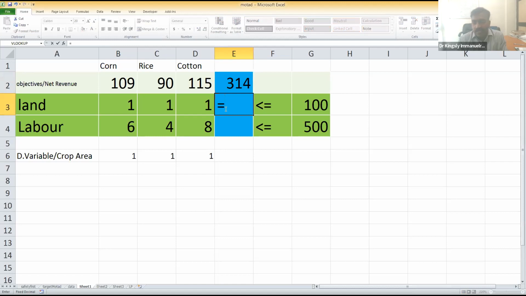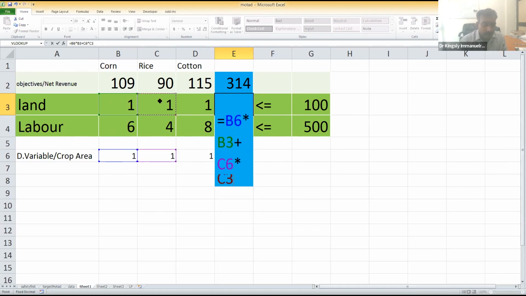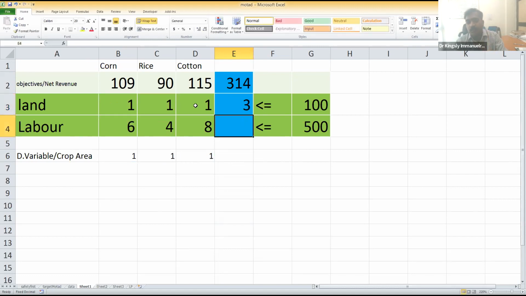We know it. What is the crop area? We know it. What is the land usage? So what could be 1 into, that means crop area times crop area needed, plus crop area under rice times land needed, plus crop area under cotton times area needed in cotton. Okay, so 3 hectare. So if you allocate 1 hectare across each crop, actually we will be using 3 hectare of land.